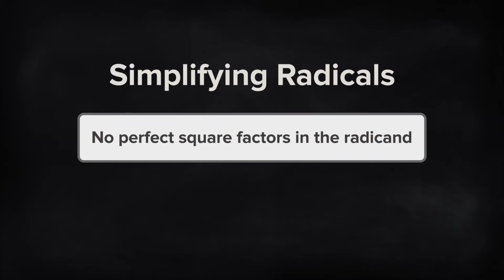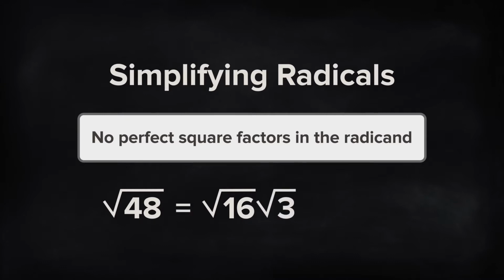Now, we've already learned one of the guidelines for simplifying radicals. We checked to make sure the radical had no perfect square factors in the radicand. If a radicand had a perfect square factor, we simplify the radical. 48, for example, has a perfect square factor. It's 16. The other factor is 3. Now, the square root of 16 is 4. The square root of 3 is already in simplest form. So the square root of 48 equals 4 times the square root of 3.